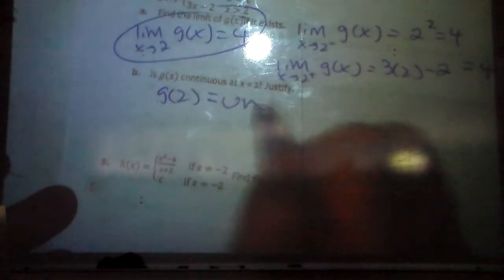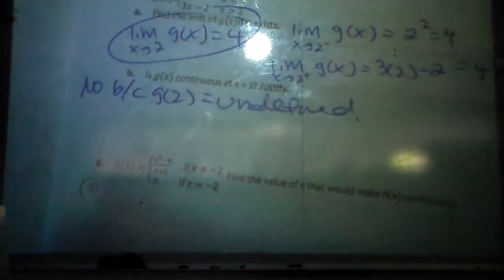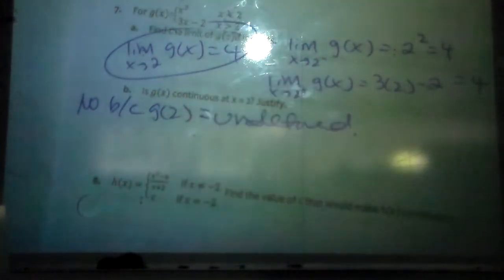Is it continuous? And now we need to know what g of 2 is. There's no equal sign, so at x equals 2, I don't know what to use because it is undefined. It's not defined for when x equals 2. So no, because g of 2 is undefined. Limit can still exist, but this is undefined because I don't have x equals 2 defined.